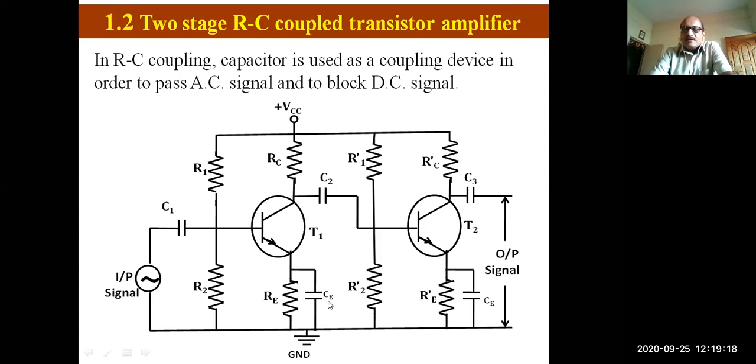The emitter capacitor, connected to the emitter, is also called a bypass capacitor. Why? Its value of capacitance is large. As the value of capacitance is large, reactance is small. Reactance means AC resistance is very small.